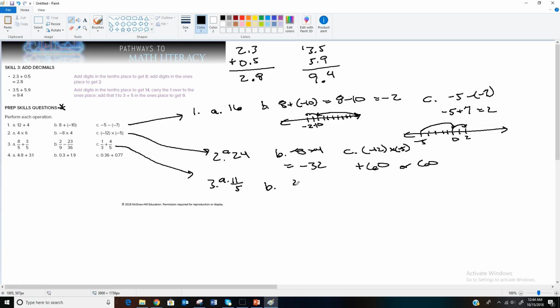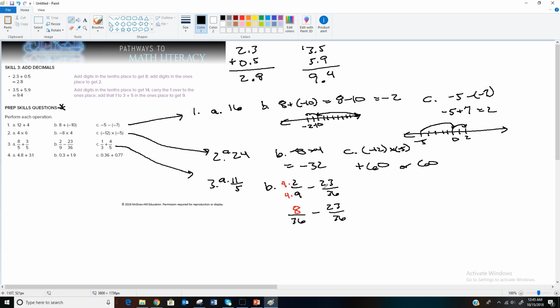For B, we have 2 ninths minus 23/36. We're going to look at what 9 and 36 both go into. Well, they both go into 36. So I'm going to leave the second one alone. And then the first one, I want to make the bottom a 36. So how can I do that? Well, if I want to make the bottom 36, I have to take the 9 times 4. But if I do that to the bottom, I have to do the same thing to the top. And so the top becomes 8/36 instead of 2 ninths.